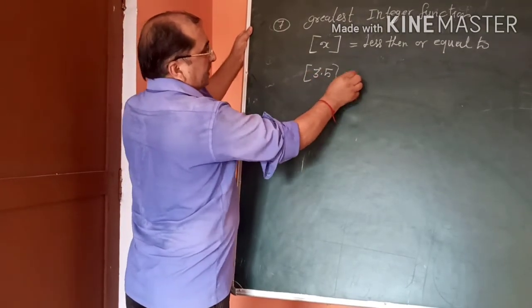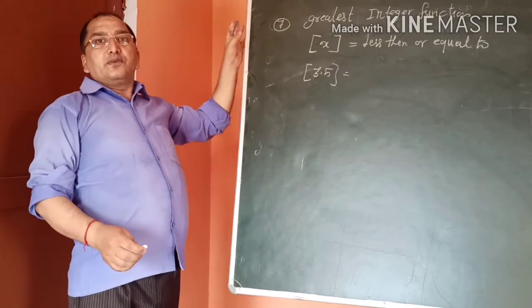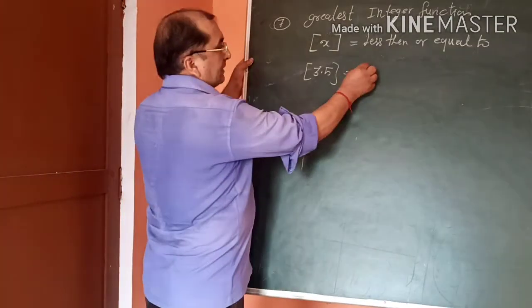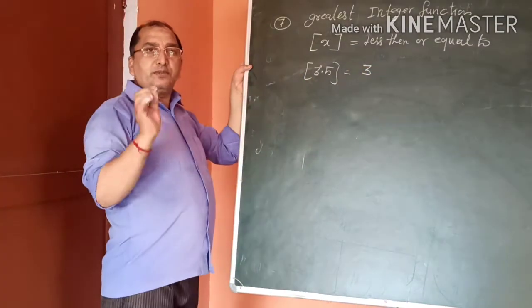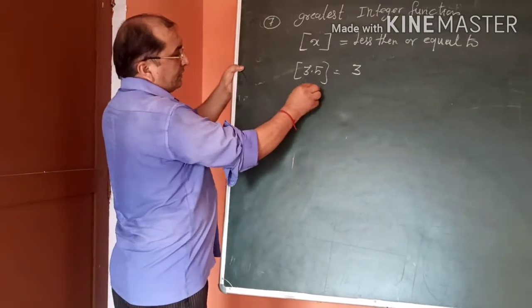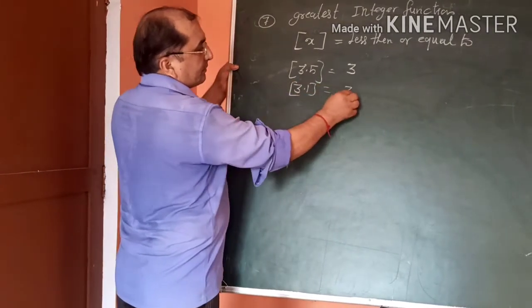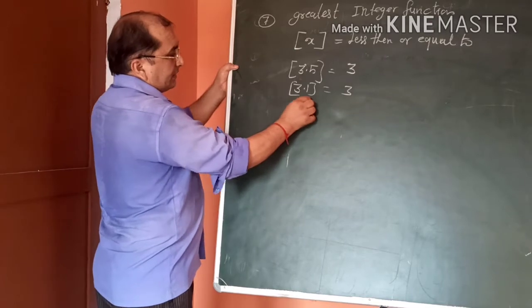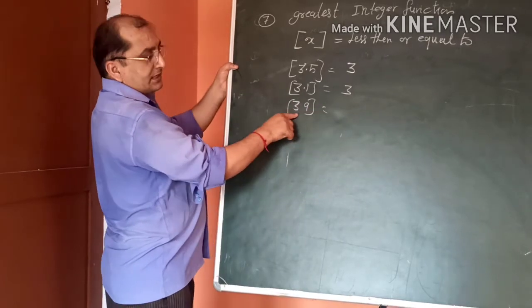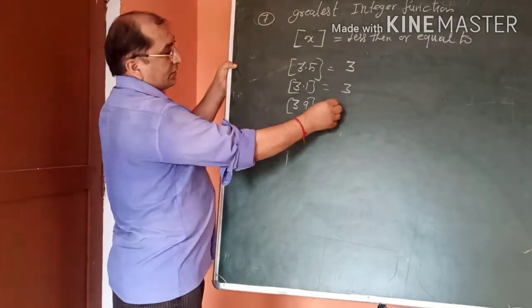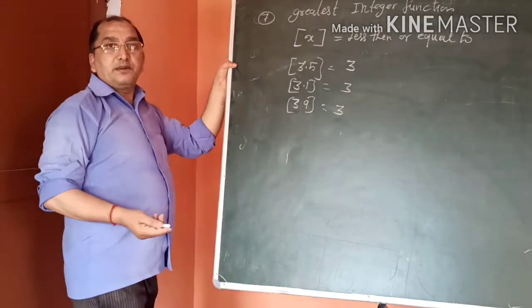Suppose we have 3.5. 3.5 means, what is the integer? The integer is 3, so 3 will come. 3.1 will also give 3. 3.9, what is the integer? The integer is 3, because this is the decimal part. So the less than or equal to value will come, which means 3 will come.